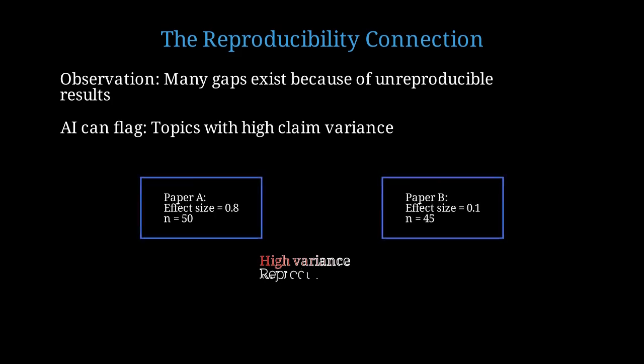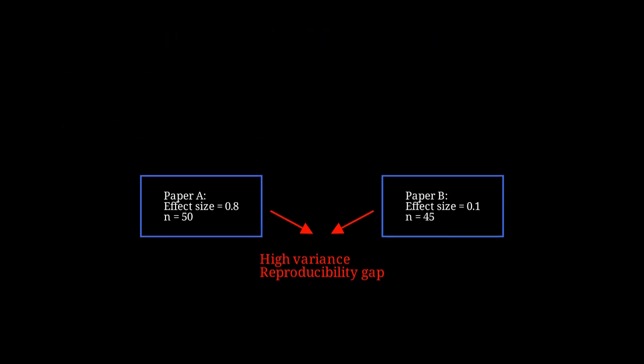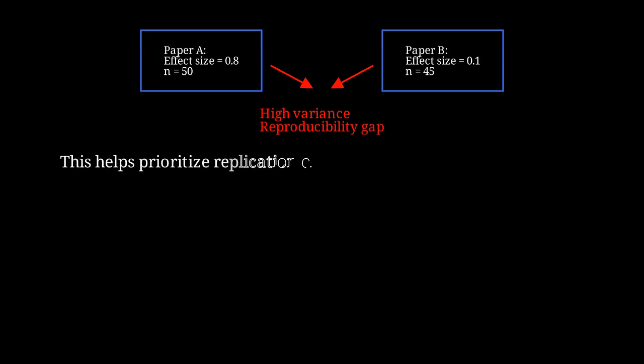When the AI detects high variance in reported effect sizes, it flags this as a reproducibility gap requiring careful replication studies. This capability helps the scientific community prioritize replication efforts more efficiently, focusing on areas where reproducibility concerns are most acute.